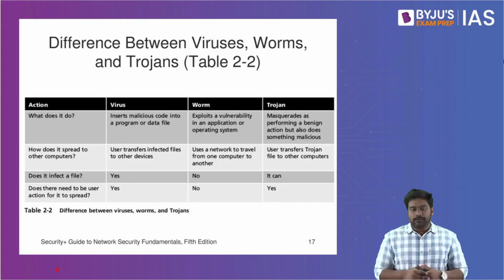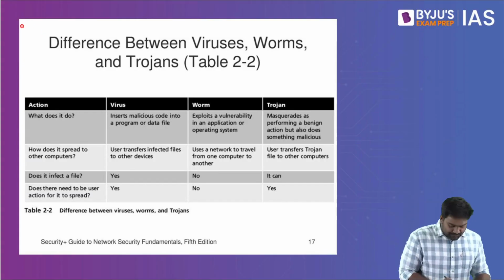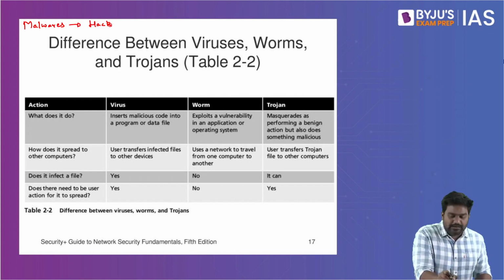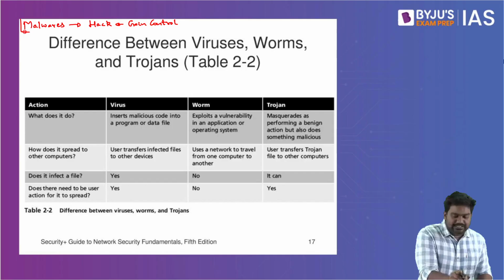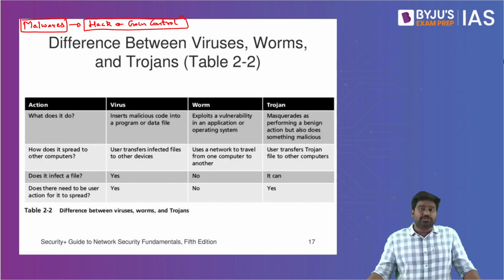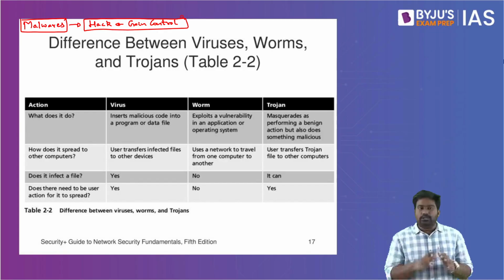We have to talk about the different types of malicious software, or malwares, which are used by cyber attackers to hack into your system and to gain control over your system. If you remember, we had mentioned a few malwares such as computer worms, computer viruses, and even Trojans and ransomwares. So we need to study and understand what these malwares are.